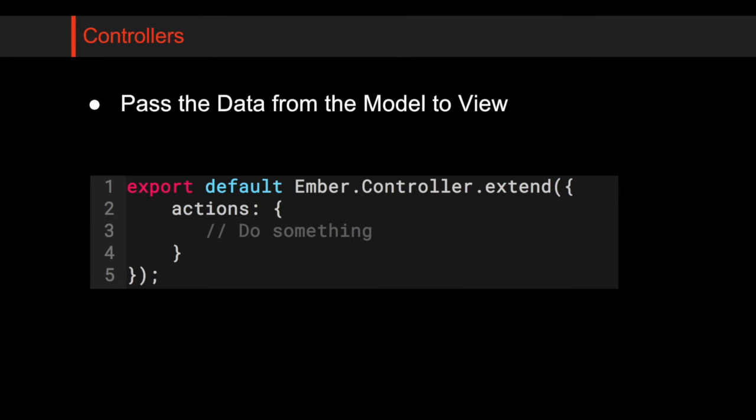Controller pushes the data from the model to the view. So in the JavaScript controller file, we export our function, which is inside this action, and we need to write some code for what we need it to do.